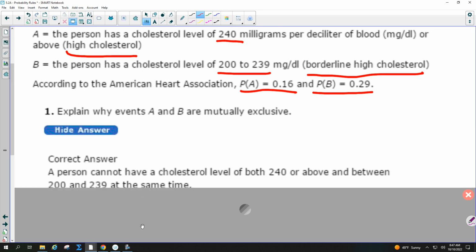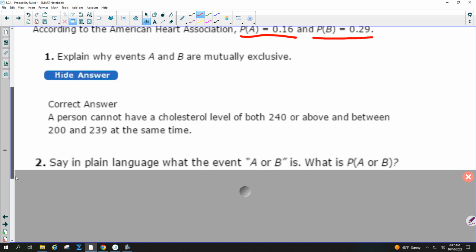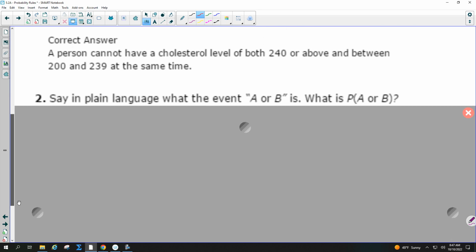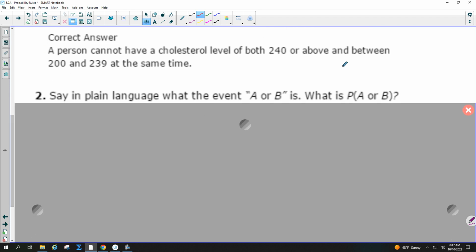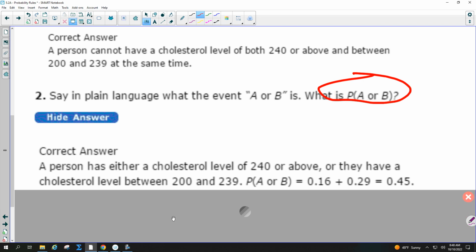All right, say in plain language what the event A or B is. What does this mean? The probability of A or B. Luca, what do you think? Yep, one or the other. And when we do or in stats, what are we going to do? Add. Okay, so you're just going to add the probabilities. If you're either high or borderline high, there's a 45% chance of that occurring. Add them together. All right.